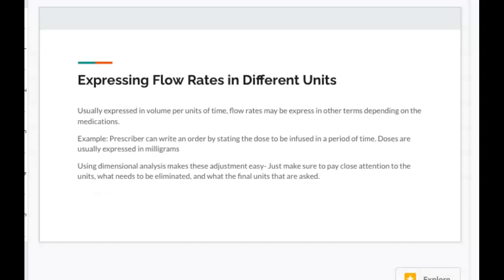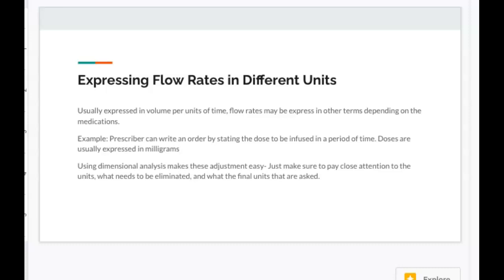So the last thing I want to talk about is expressing flow rates in different units. Usually it's expressed in volume over time, but flow rates can be expressed in other terms depending on the medication. Example, what if we're calculating heparin? Heparin's measured in units, so it might be units over time. If you're calculating potassium, you're going to be doing milliequivalents, so milliequivalents over time. So prescribers can write an order by stating the dose to be infused in a period of time. A dose is typically measured in milligrams, units, milliequivalents, something like that.